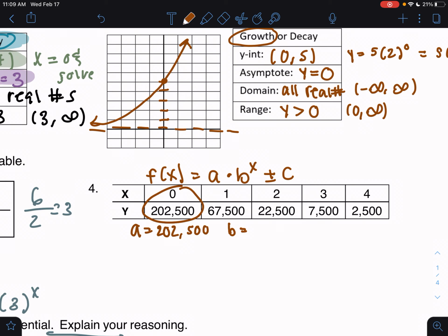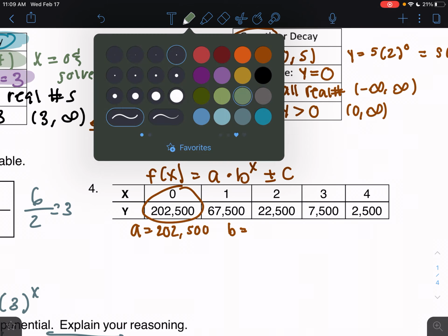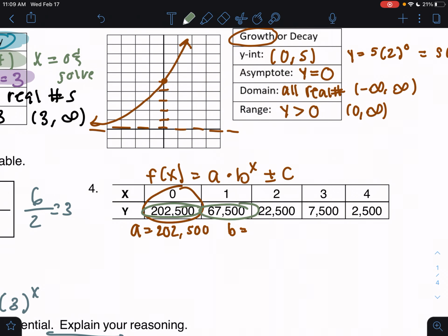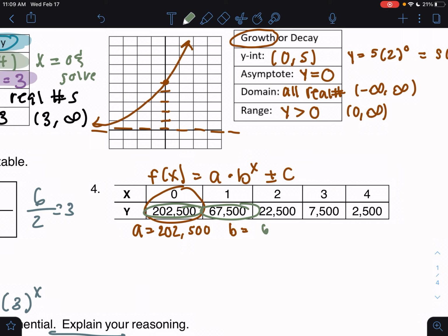Our b is the ratio. It's what we're multiplying or dividing by each time. Now this one, there's some pretty big numbers, so it's kind of hard to tell. So you want to take, for example, you could take this number divided by this one, or you could take this one divided by this one. So let's take this number divided by this number, and then I get 1/3. So we are multiplying by 1/3 each time. And then we just plug our numbers into the equation.